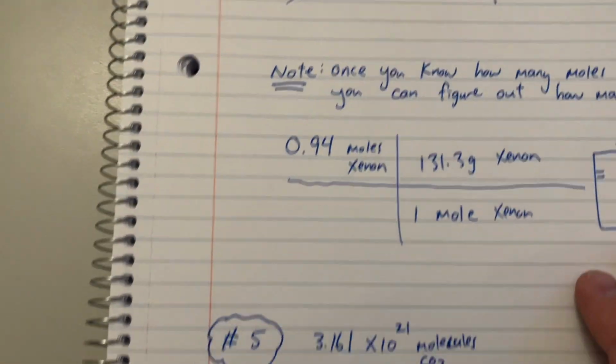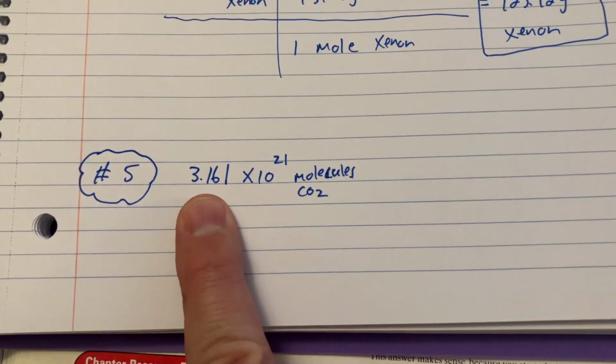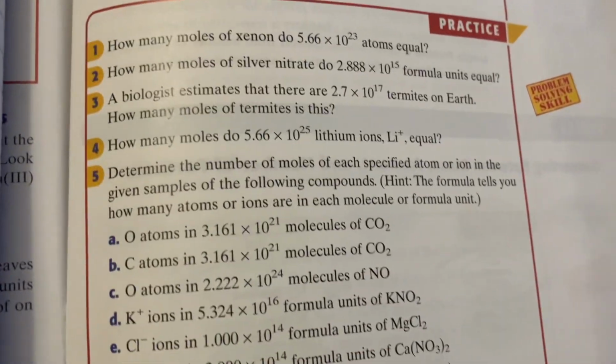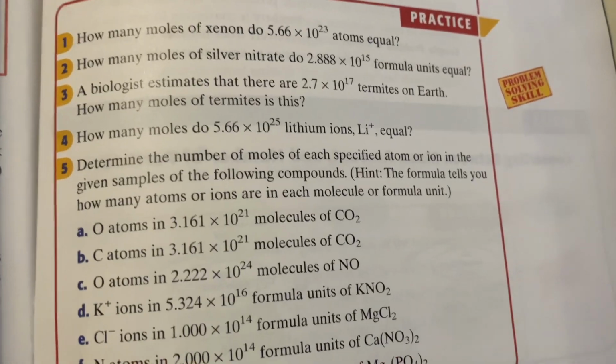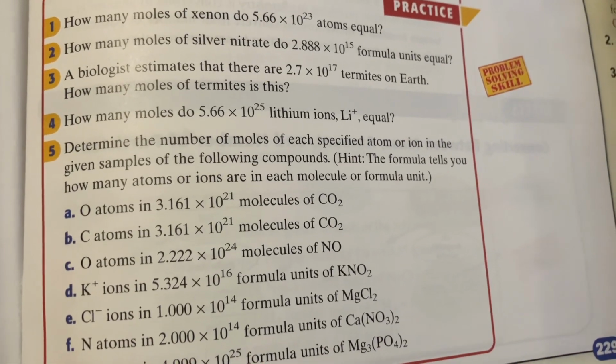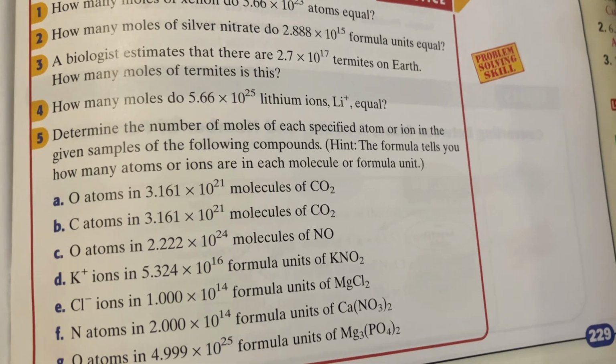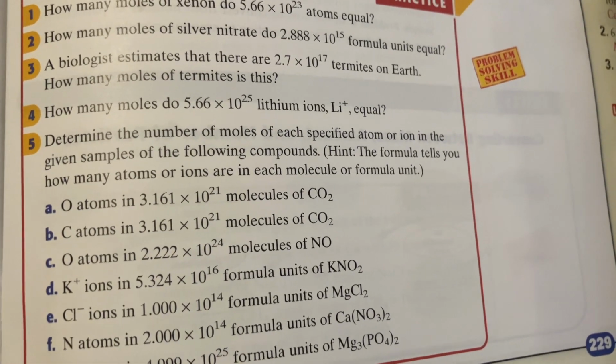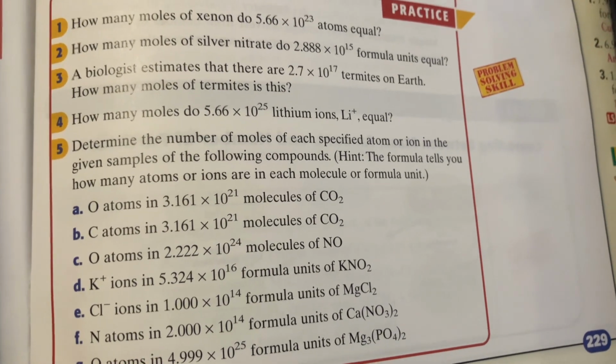But the last one I want to go over, a little bit tricky right here, number 5. So let's just read number 5. It's not really tricky, but I'm a little winded because I'm fighting a little cold here. But determine the number of moles of each specified atom or ion given the samples of the following compounds. Hint, the formula tells you how many atoms or ions are in each of them all. So lots of words, right?